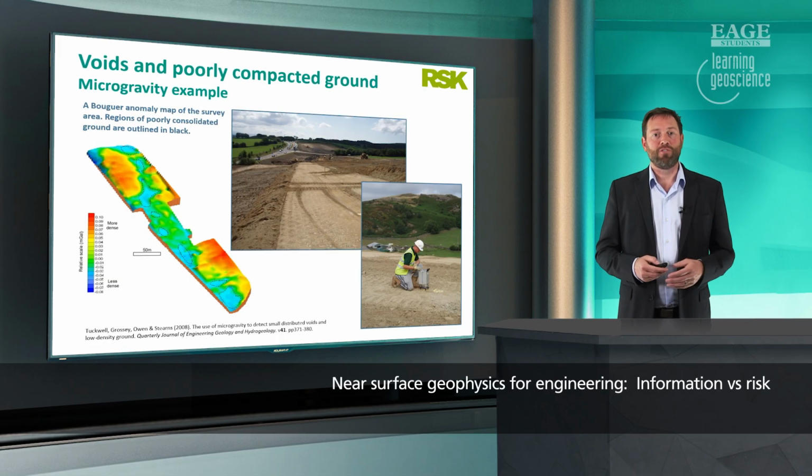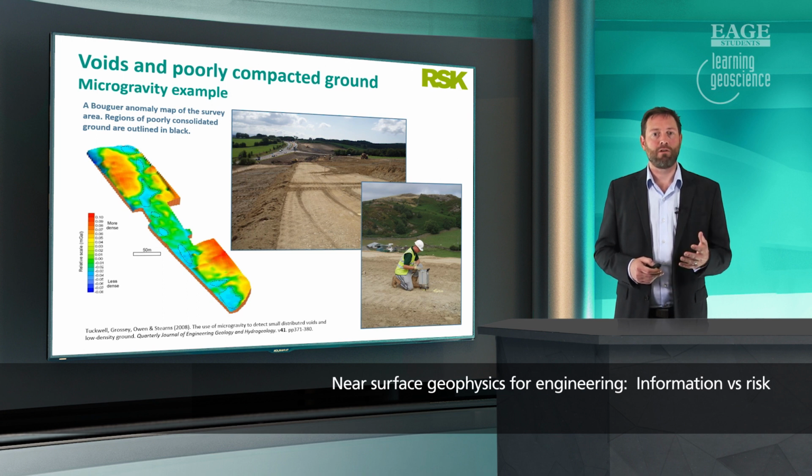Another common target for engineering studies are voids and poorly compacted ground. And the technique we would typically use in these situations is microgravity. Here's a microgravity map across an area of a proposed road scheme. And the blue colours are lows in that gravity map which represent an absence of mass in the subsurface immediately beneath those locations. Typically with a gravity map, this would indicate an open void at depth.